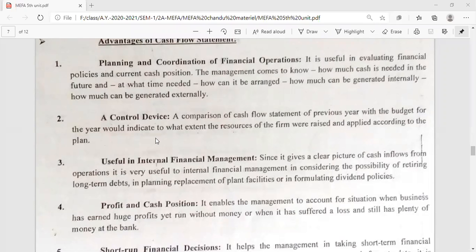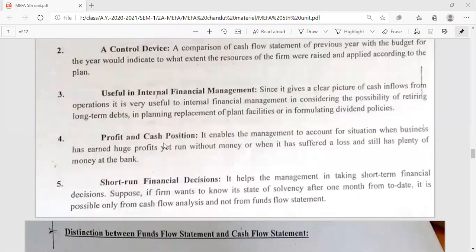It enables the management to account for situation when business has earned huge profits yet run without money, or when it has suffered a loss and still has plenty of money at the bank. Okay, the business may be running in loss, but you might have stored some amount at bank. Whenever it is necessary, we'll be withdrawing that money and we'll be using that money, right?